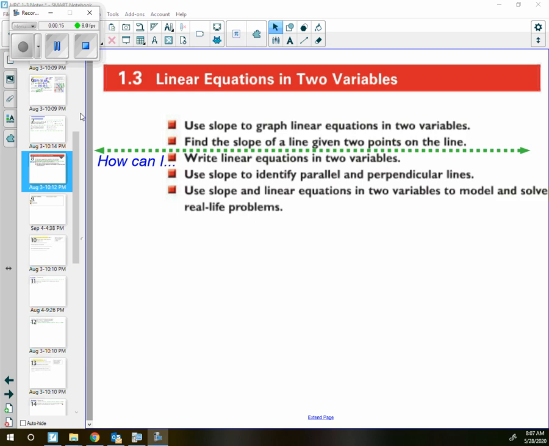Use slope to identify parallel and perpendicular lines. So looking at that special relationship when lines are either parallel or perpendicular. And then how can I use slope in linear equations to model and solve real life problems? Because again, as always, we're looking for how can we use what we know about mathematics to help explain our world, to look at problem solving and use those applications. So that's our plan for today.